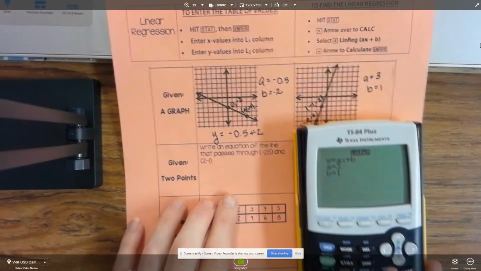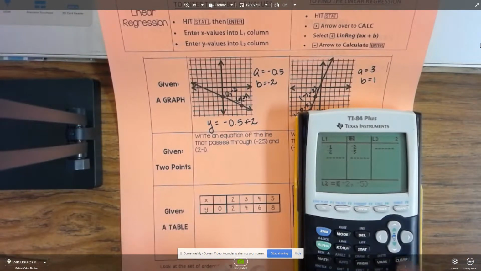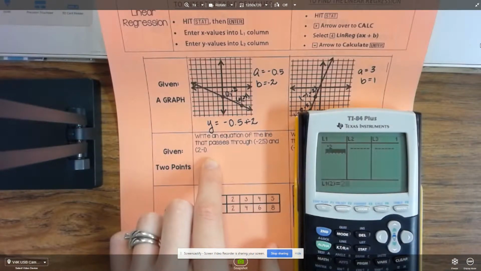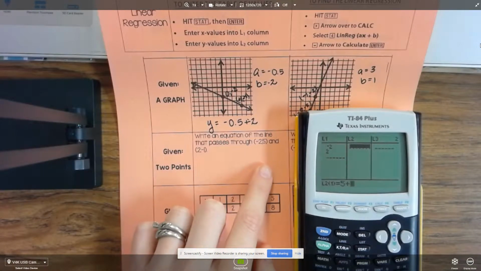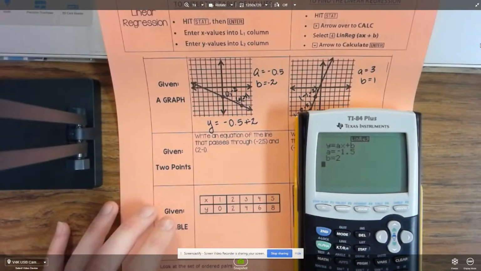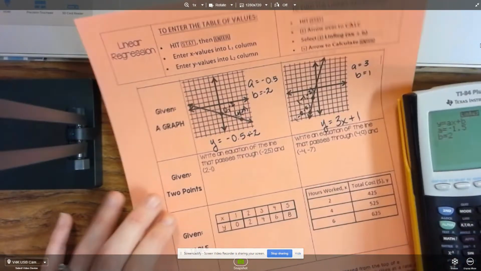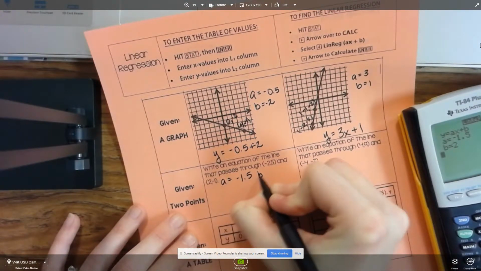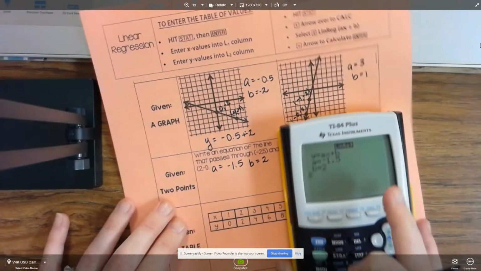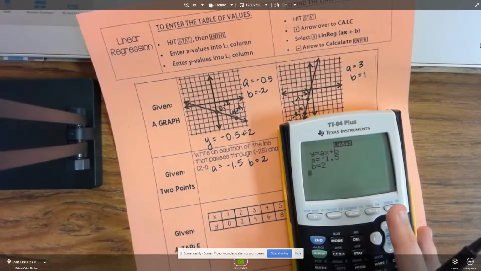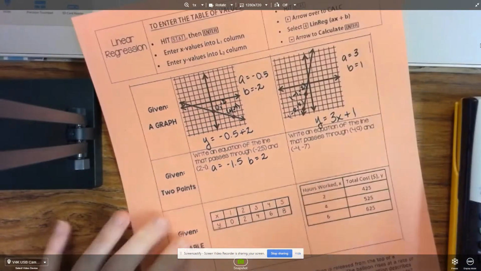All right, this time they've already given us the points, so we can just take those points and put them straight into the list. Stat calc. Here I've got an a of -1.5, b equals 2. Your calculator also gives you the equation up here. It shows you where to plug those values in to make the equation correct.